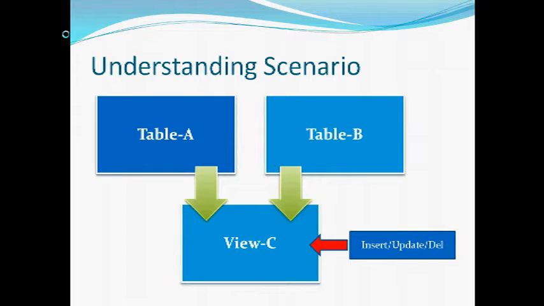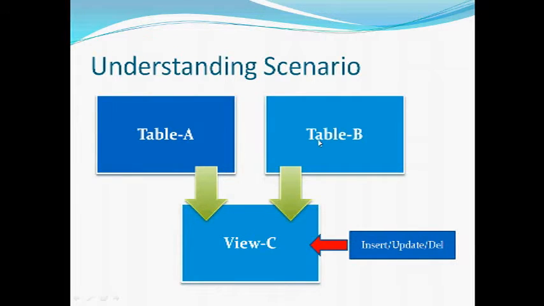We have to understand what we want to do. We have two tables, table A and table B, and from these two tables we create a view named view C. Now we want to insert, update and delete records within view C, and the effect must go to table A and table B. When we insert something in view C, the record will go to table A and table B. When we delete something from view C, the record must be deleted from table A and table B. When we update something in view C, the effect goes to table A and table B.